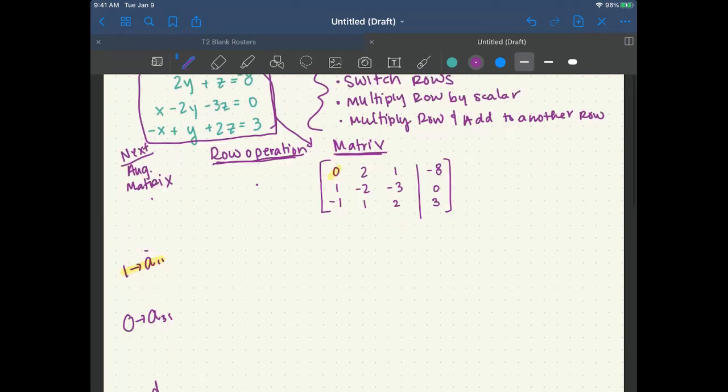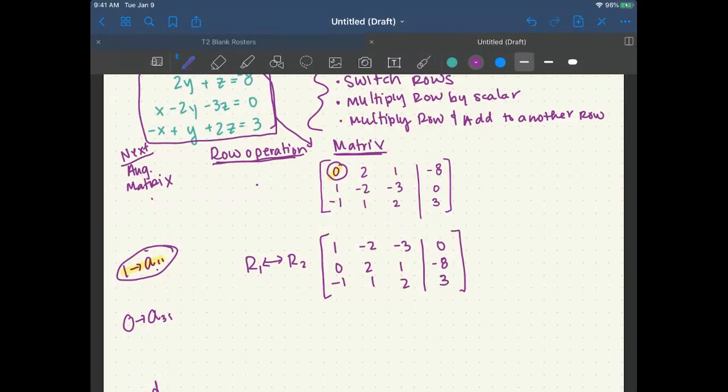The next thing we want is to get a 1 in position 1, 1. I can see that in row 2, I have a 1, so I'm going to just switch row 1 with row 2. So we write it: row 1 switches with row 2. So row 1 becomes -1, -2, -3, and 0. And then row 2 is 0, 2, 1, -8. Row 3 does not change. This is like writing our equations in any order.